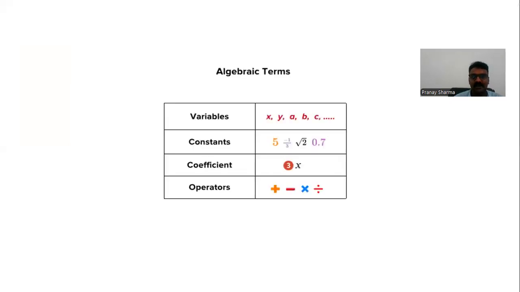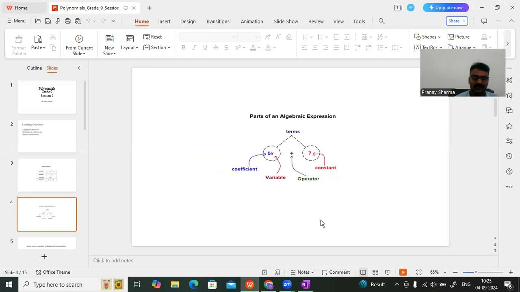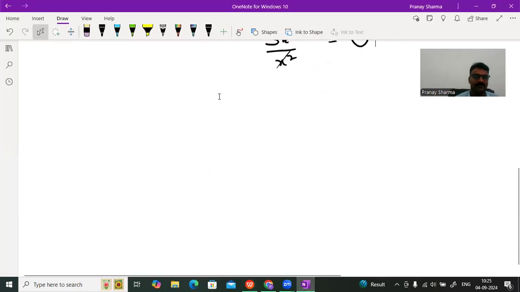Let's move back to our slides. Operators: plus, minus, division, and multiplication. But practically, mathematics runs on two operators, plus and minus, right? Multiplication is nothing but addition, and division is nothing but subtraction. Fine. So, in order to consider this, let us move to our whiteboard again.